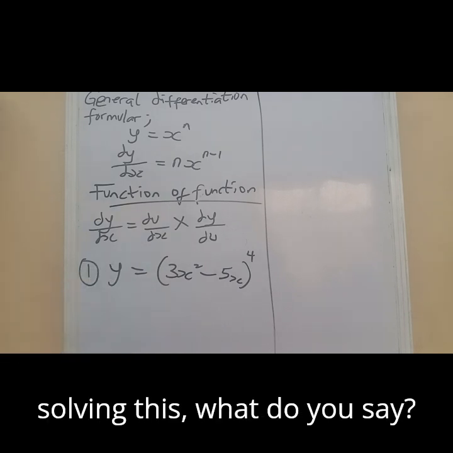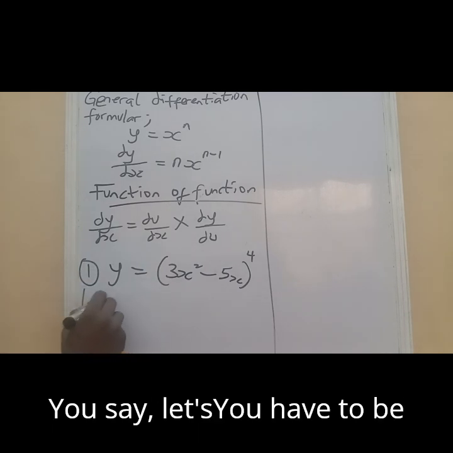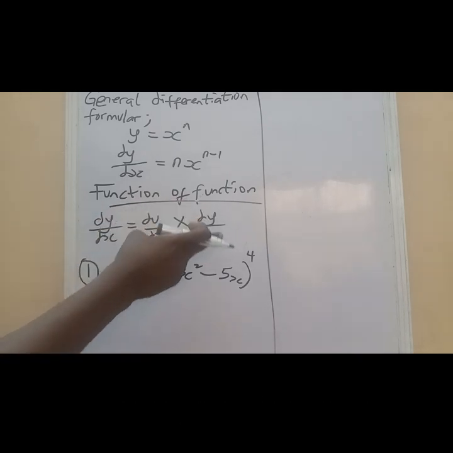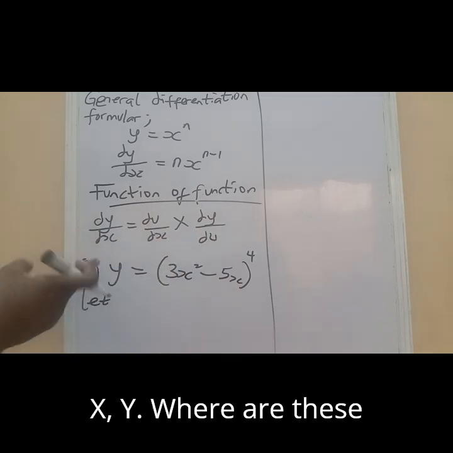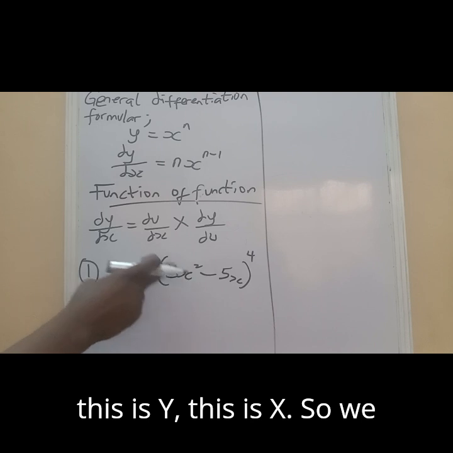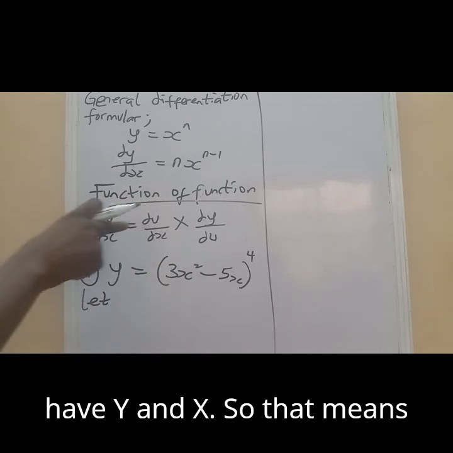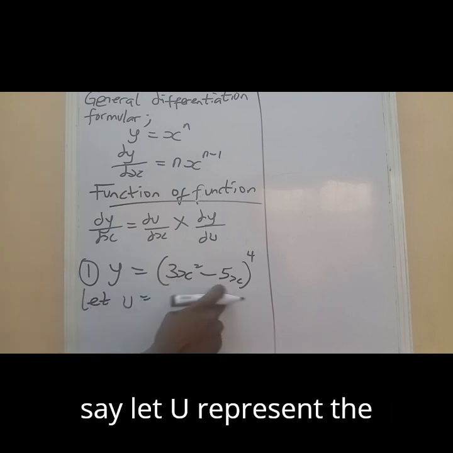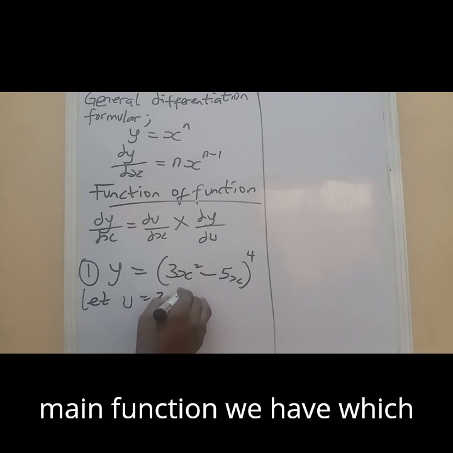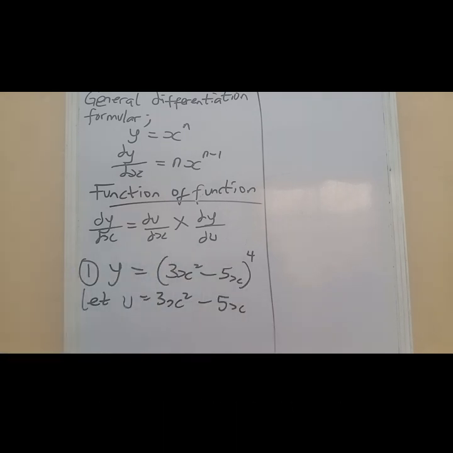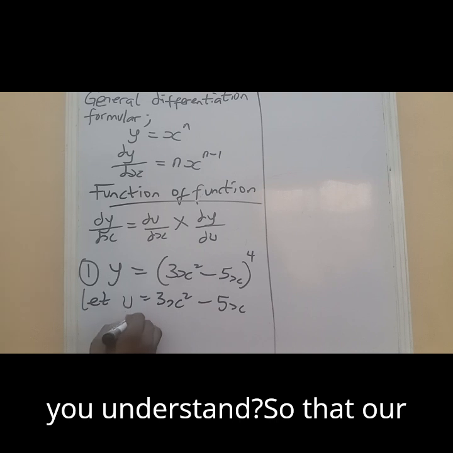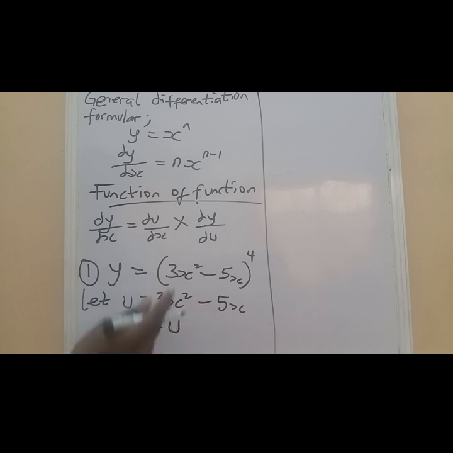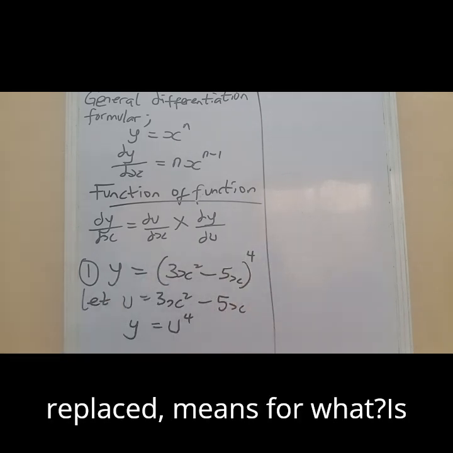Now, it means we have another function present in the main function. In solving this, you have to be mindful of your formula too. You see that they wrote u, x, y, z. Where are these coming from? Normally, we know this is y, this is x, so we have y and x. That means u is representing something. So you will now say, let u represent the main function we have, which is 3x squared minus 5x. Do you understand? So that our y will now be the u that we just replaced, raised to power 4. You are good to go.